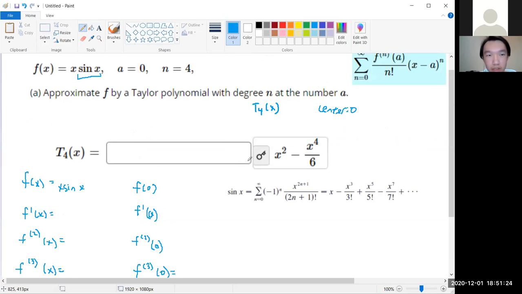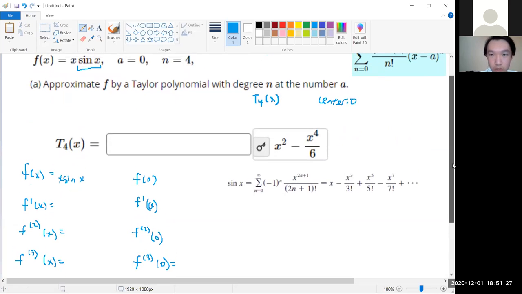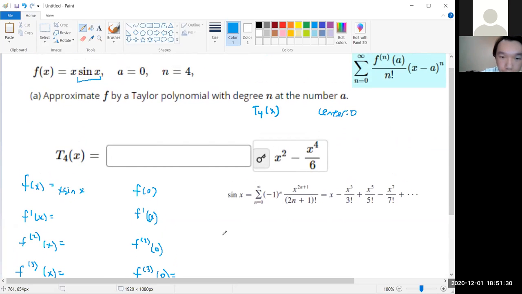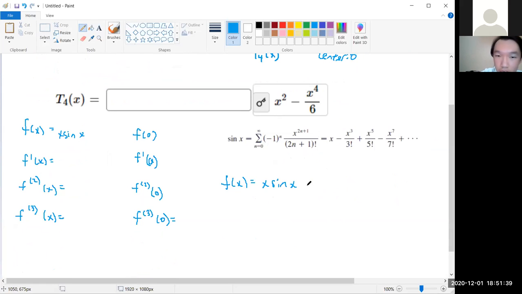Now you might be asking, how does this help us? Well, you can do the following. Instead of writing f of x is equal to x sine of x, I can also write it as x times the Taylor series of sine of x, which happens to be this. So this is the sum from n equals 0 to infinity of -1 to the nth power, x to the 2n plus 1 over 2n plus 1 factorial. Do you guys see what I just did?